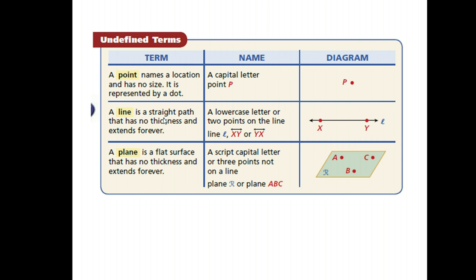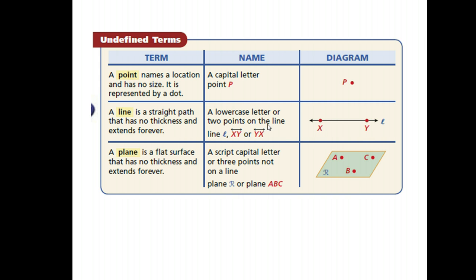Lines. A line is any straight path. It has no thickness. It goes on forever. We name lines, and it can be named in 3 different ways. You can name it using any 2 points that are on the line, so that's why they name this line XY. Or you can name it line YX. They can go in either direction.